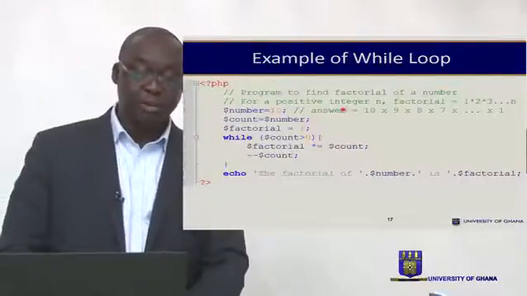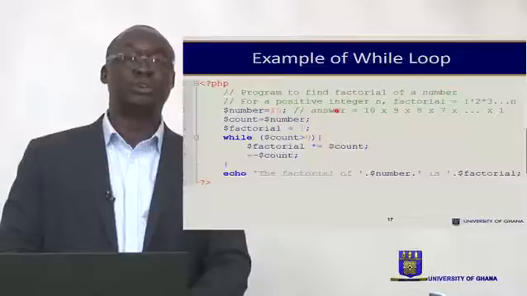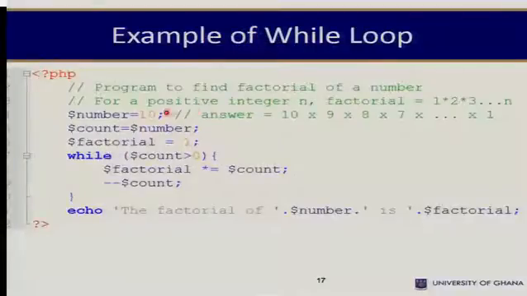So we want to find the factorial of 10. First of all, we store the 10 as a value into the number variable. Then we want to maintain a count because we are going to count from 1 to 10. So first of all, let's store the number into count. And then we initialize a variable called factorial, which is supposed to be the factorial of the number, to 1. And then we go into our while loop. So our while loop is going to test whether count is greater than 0.